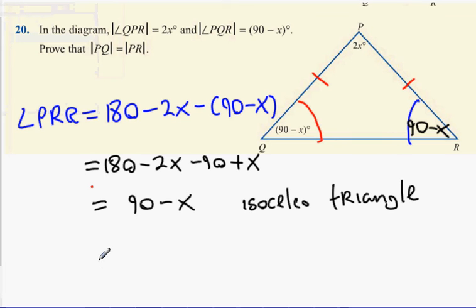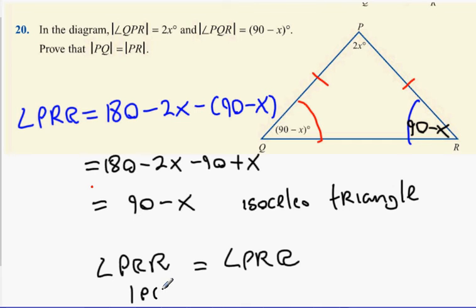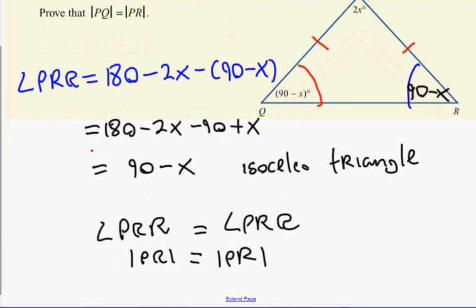What I'd write in at the end is this: angle PQR, which is this one, equals angle PRQ. Therefore, PQ equals PR. I'd write that little part at the end just to show that this angle equals this angle.